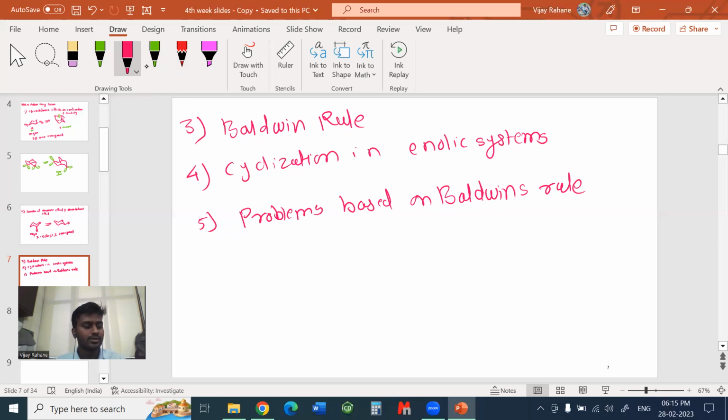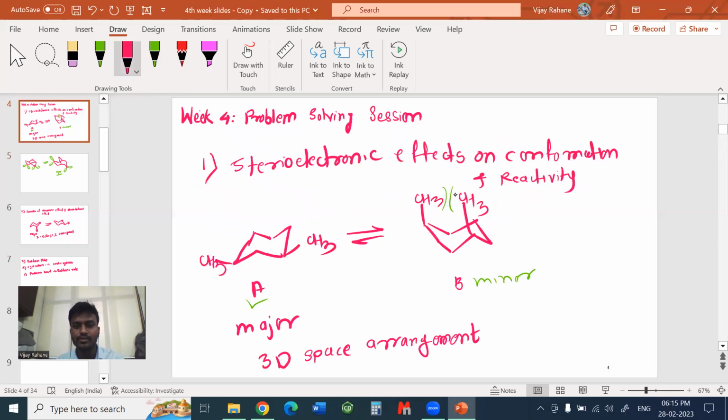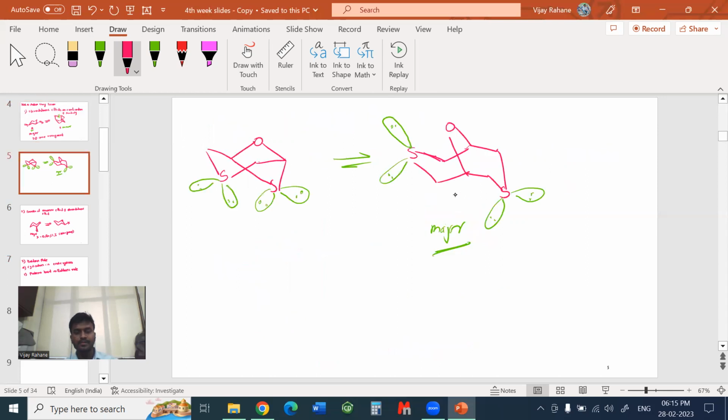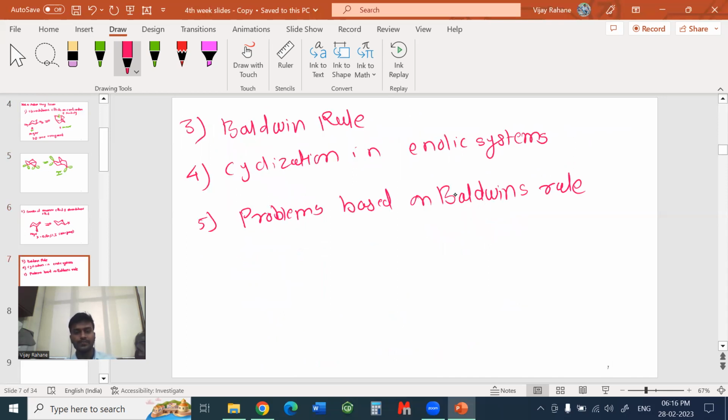So many topics we have covered in the fourth week, mainly the stereoelectronic effect on conformation and reactivity, the anomeric effect with examples, and the Baldwin rule used in different cyclization reactions. Different cyclization reactions in enolic systems were also covered, and problems based on the Baldwin rule were covered in the last lecture, the fifth lecture of this week.